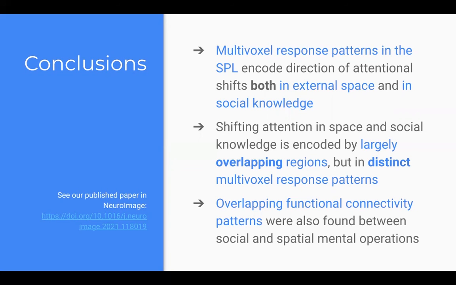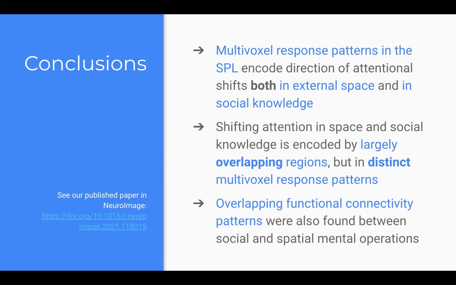Third, the overlapping encoding patterns are also reflected in the functional connectivity between the SPL and other regions. So one reason that the SPL may be involved in shifting attention in space and in social knowledge is that its connectivity profile with other brain regions facilitates performing analogous mental operations on diverse contents.